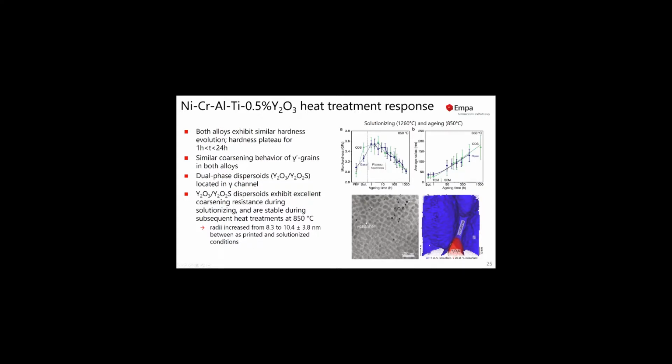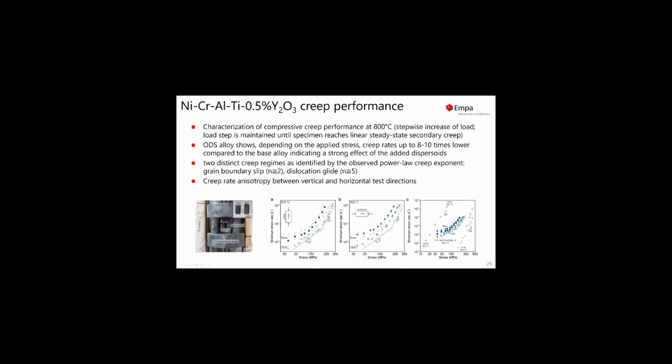So this is an atom probe tomography result that we also did. We were lucky. In one tip, we found both of our dispersoids, and we could see also that they are really located in these gamma channels rather than in the gamma prime phase. So that was promising. Finally, we decided to do some creep tests.